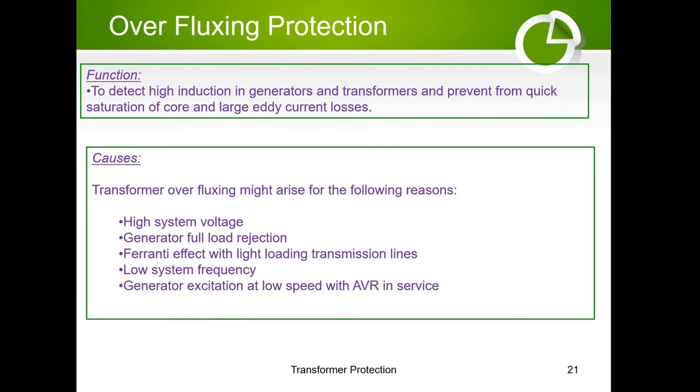and operating the relay. Overfluxing protection function detects high induction in generator and transformer and prevents quick saturation of the core and large eddy current losses. Transformer overfluxing might arise for the following reasons: high system voltage, generator full load rejection, the effect of a lightly loaded transmission line, low system frequency, and generator excitation at low speed.